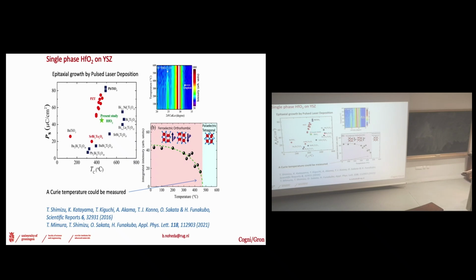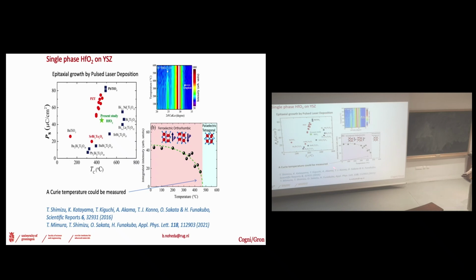Epitaxial. And in this case, they could get very large polarization. It was a record polarization of 40 microcoulombs per square centimeter, which is similar to what one can get in perovskite materials.